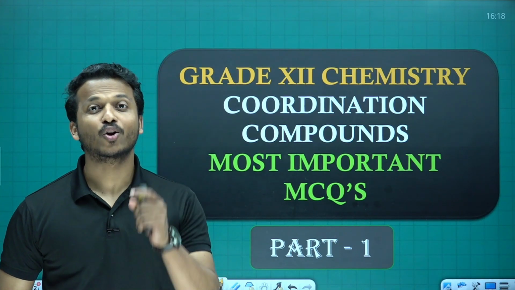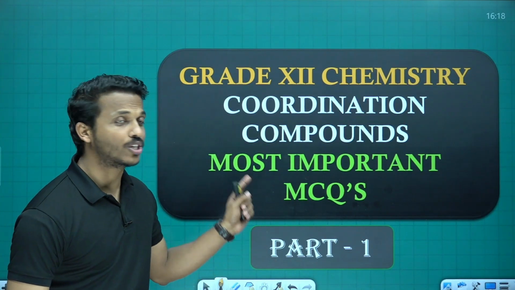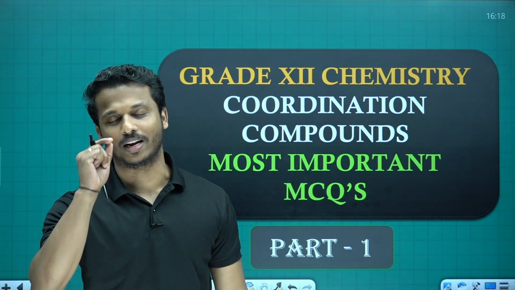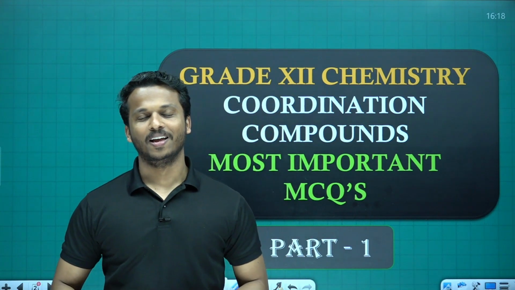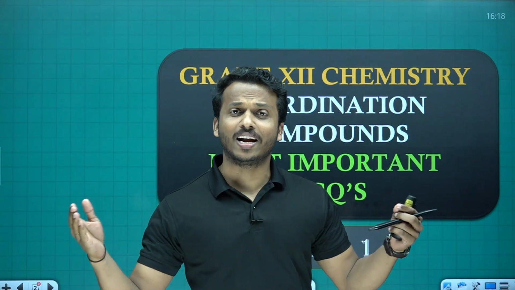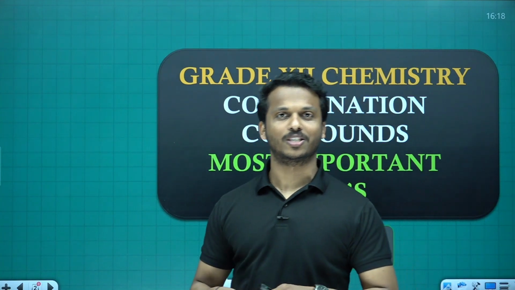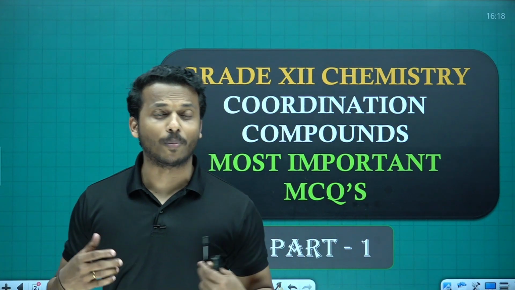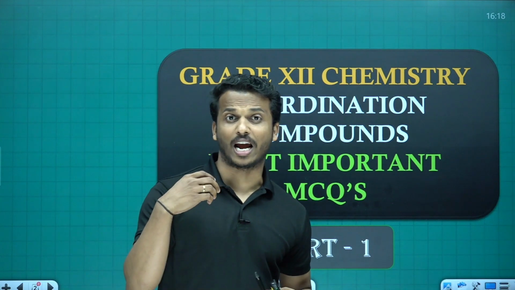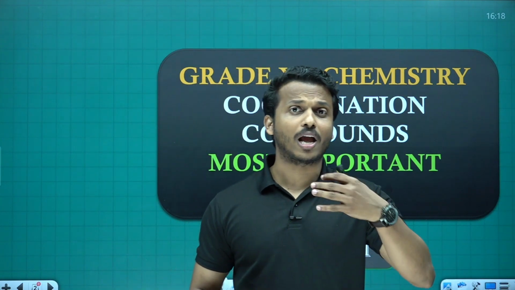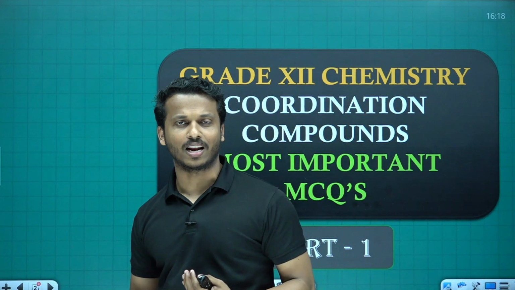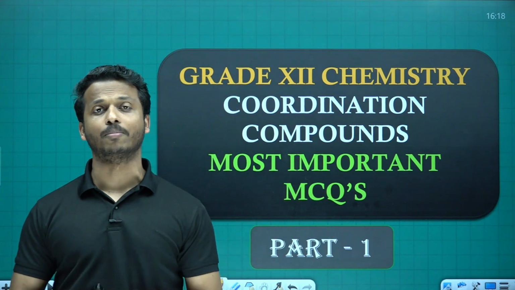Hi guys, coordination compound, most important 100 MCQs, let's discuss in this session. Coordination compound is an entirely different chapter compared to the other concepts. The IUPAC nomenclature of coordination compounds, their types of ligand, how to calculate the oxidation state of the metal and how to calculate the coordination number.